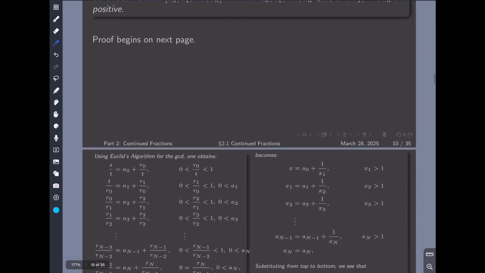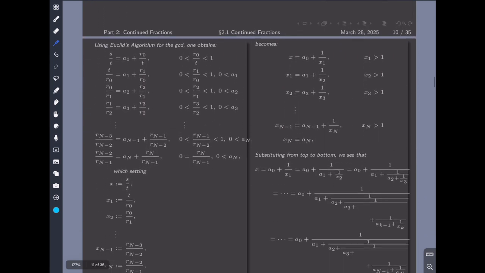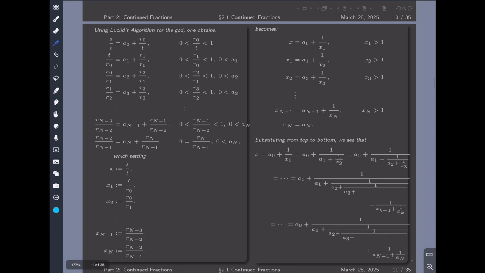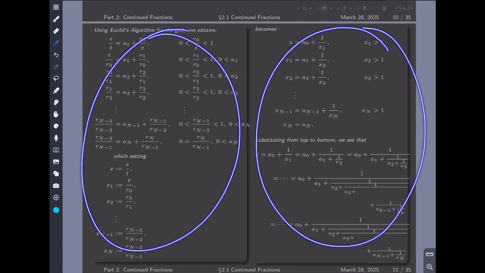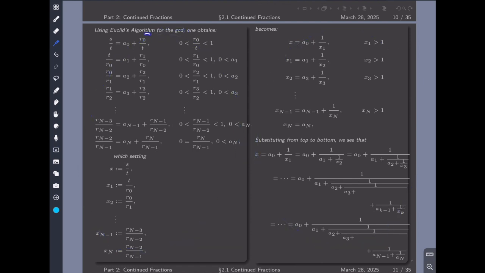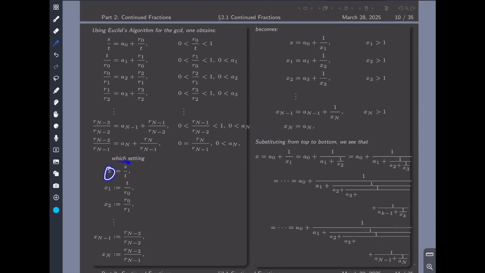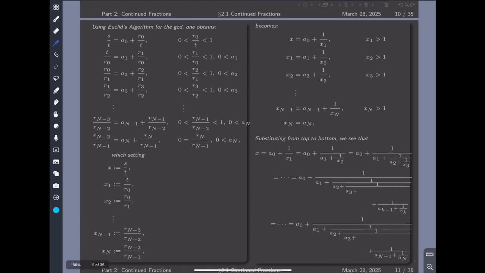For the existence, you see here the abstract process, the general situation explained abstractly, but it's just what I said: Euclid's algorithm, reinterpreted, and then the substitutions. Here my x is s divided by t. So existence, as we said, is already okay.